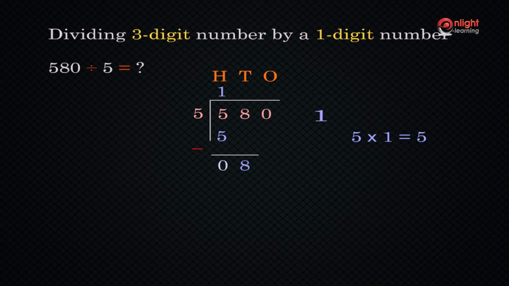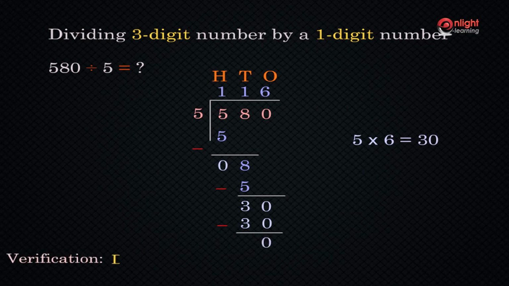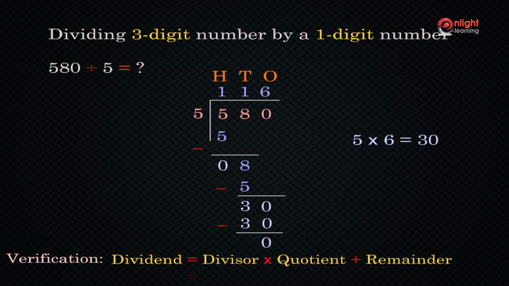Write 1 in the quotient in the tens place. Write 5 below 8 and subtract. Step 3. Bring down 0 ones and divide. Write 6 in the quotient in the ones place. Write 30 below 30 and subtract. Verification. Dividend = divisor × quotient + remainder = 116 × 5 + 0 = 580.